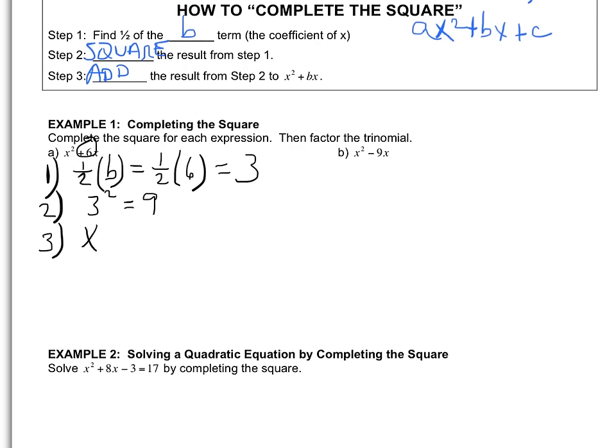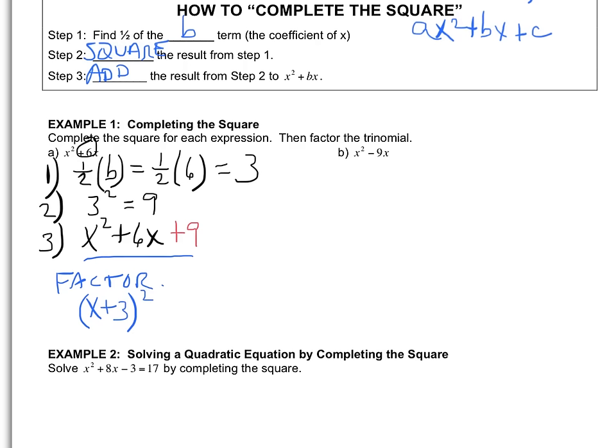So we take our x squared plus 6x from what we started with, and what we're basically going to do now is add the 9 to the end of it. And what that has created is a perfect square trinomial right here. And then to factor this, we know the perfect square trinomial, x squared plus 6x plus 9, is the same thing as x plus 3 squared.